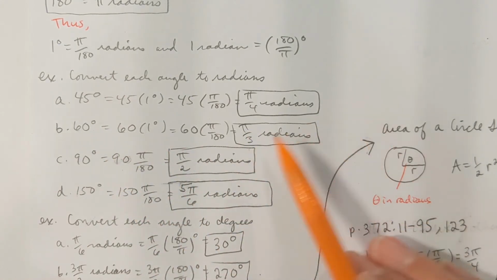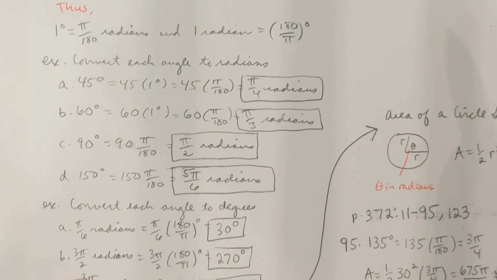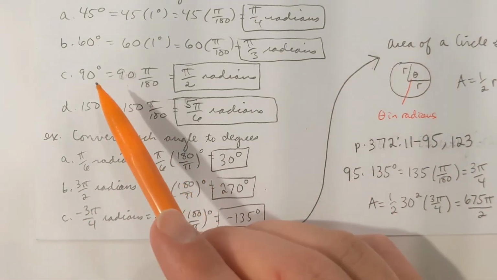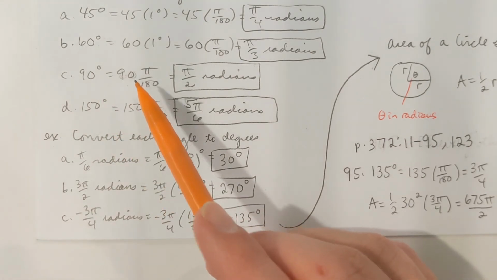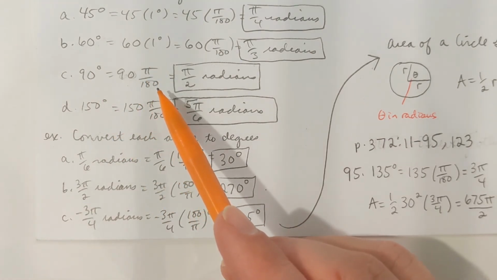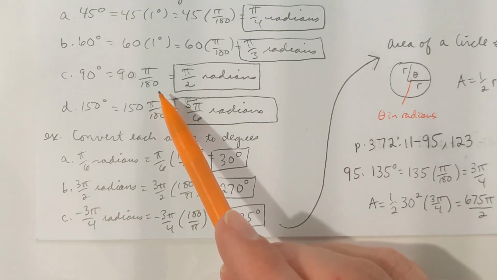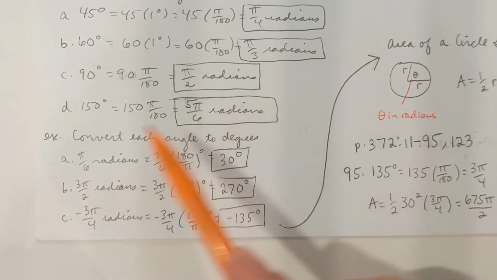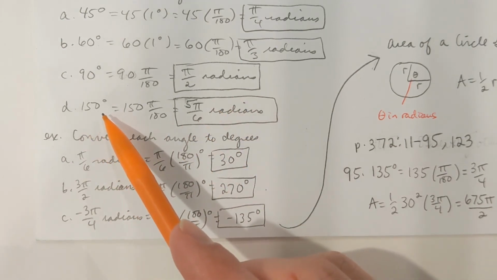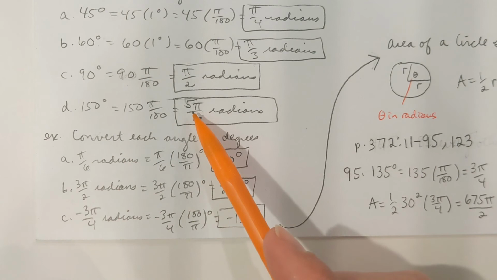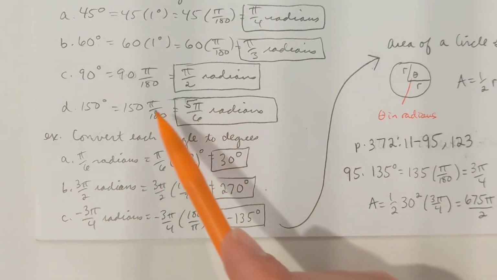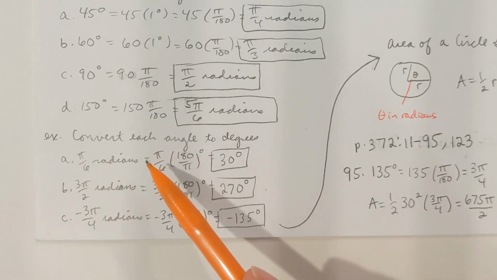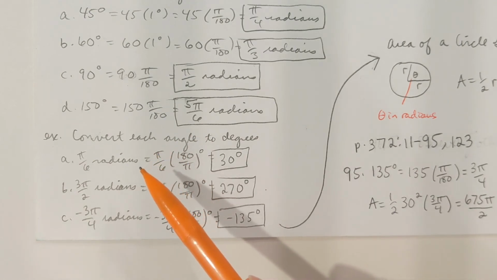You don't have to write the word radians. Usually we don't, once we start doing more with this stuff. 90 degrees is the same as 90 times pi over 180 radians. 90 over 180 is 1/2, so pi over 2 radians would be that angle. 150 degrees in radian measure is the same as 5 pi over 6. Now, of course, you'll want to reduce the fractions and simplify as far as you can go, like you would anything else in math. Okay.